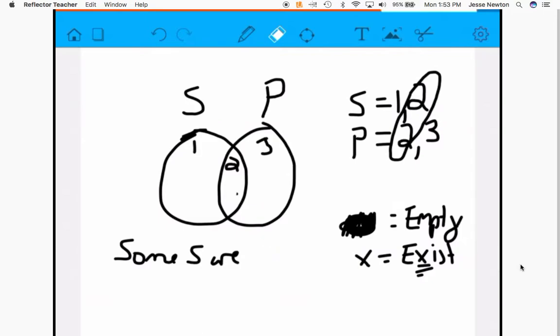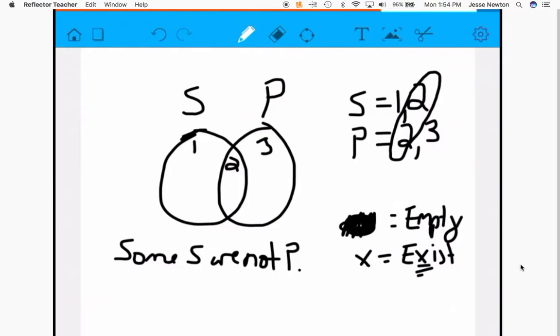Suppose we said some S are not P. How do you think we would show this? Well, the way we would show this is we'd say basically that there are some S that exist and they're not in the region of overlap between S and P.